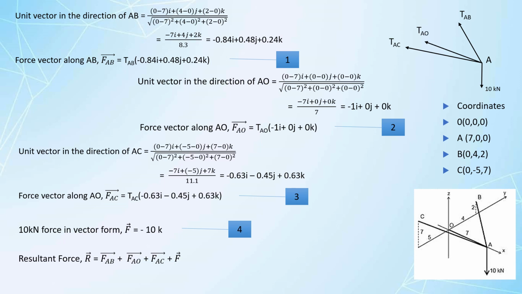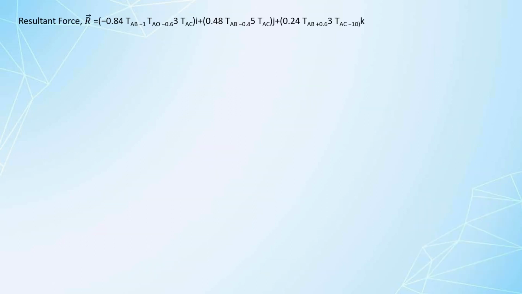Just add these four forces, add the i terms, j terms and k terms separately and write as a vector. So this is the vector obtained. So I have rewritten the resultant force. Now whatever comes with i, see here there are some mistakes in this representation. It is actually TAB minus 1 into TAO. It was correct in the previous slide.